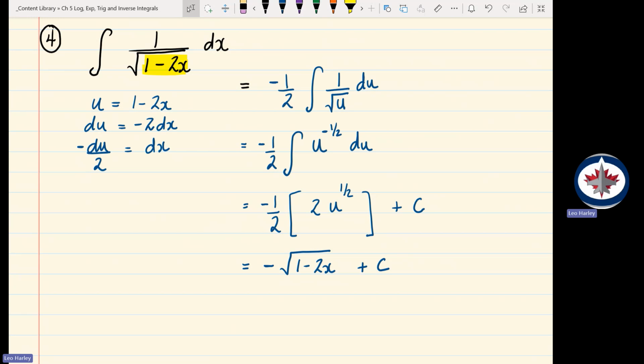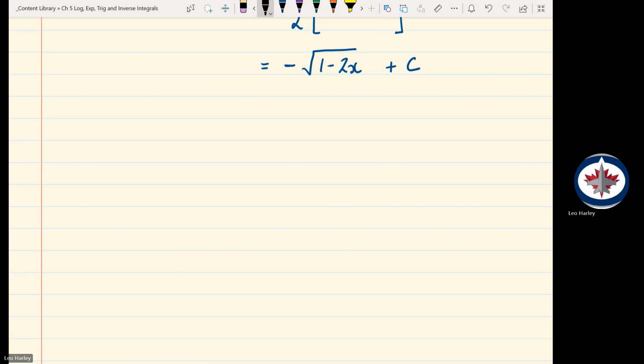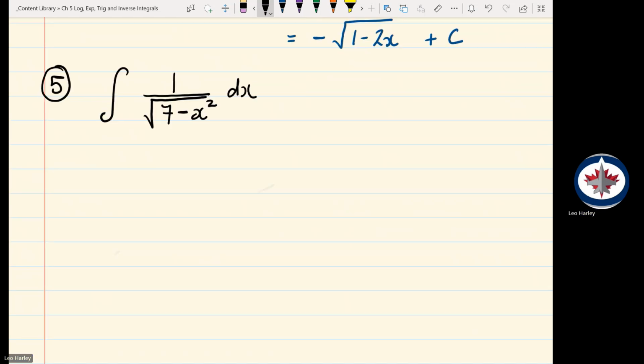I'll take your silence as agreement. These are fun. I think they're fun. Number 5. I said we're going to get to 12. We're doing pretty good. It's 11:03. Here we go, number 5. How about the integral of 1 over the square root of 7 minus x squared dx?